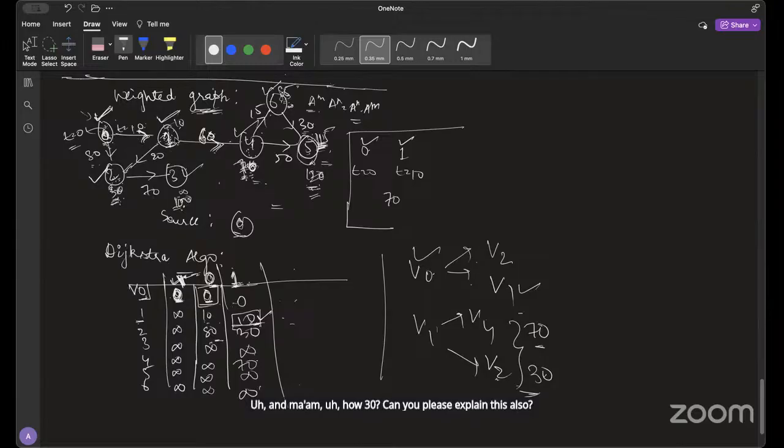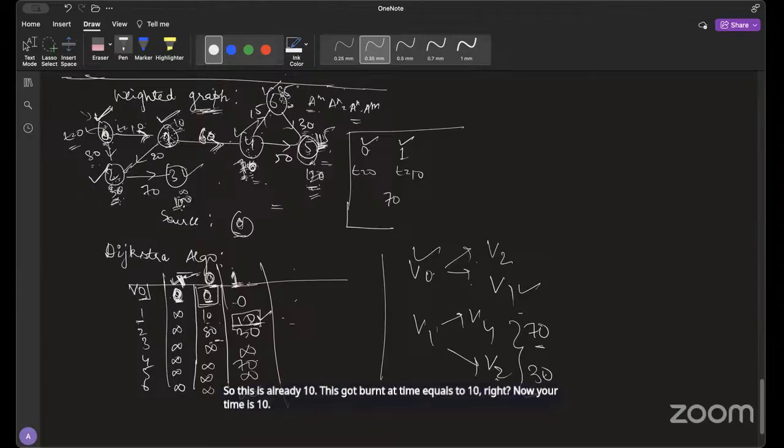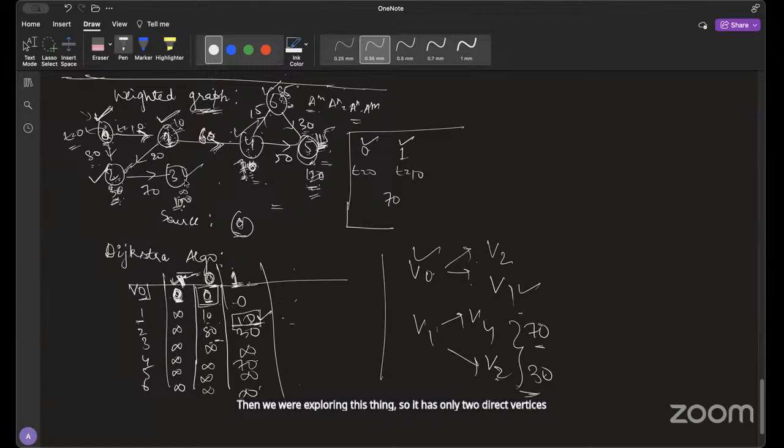You go from here to here. So this is already 10. This got burnt at time equals 10, right? Now your time is 10. Then you're exploring this thing. It has only two direct vertices. Everything else is at infinity. So from here, this is at infinity, this is also at infinity, this is also at infinity.